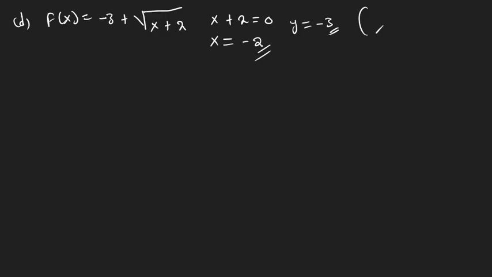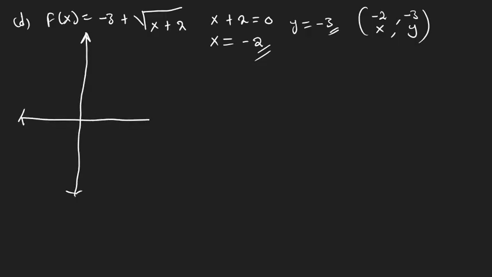So our coordinates is simply x, y like that. This is going to be negative 2. This is going to be negative 3. So to plot this, by now, we should know how to plot this. If this is 0, then I can have negative 2 somewhere here. Then I can have negative 3 somewhere here. So if I was to plot this, my point is going to be here.